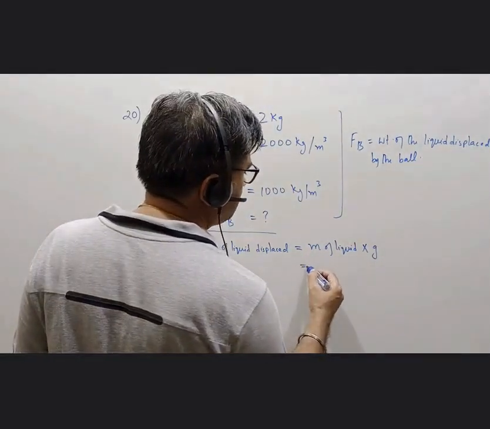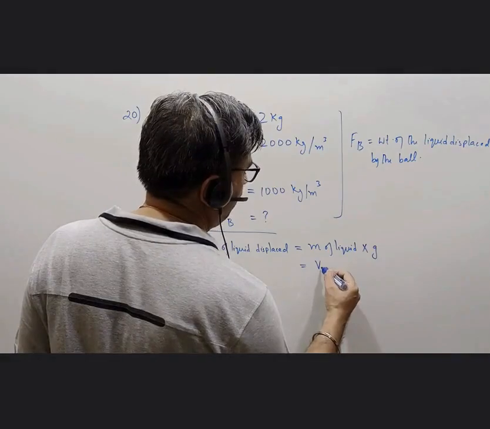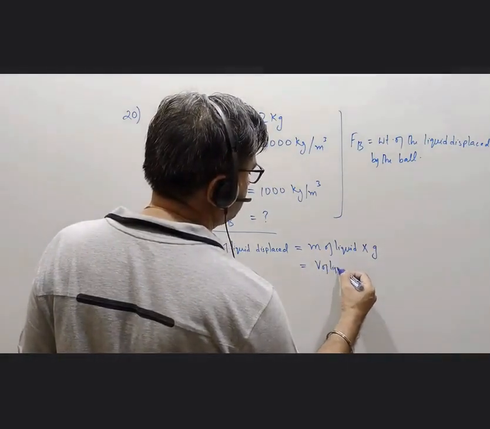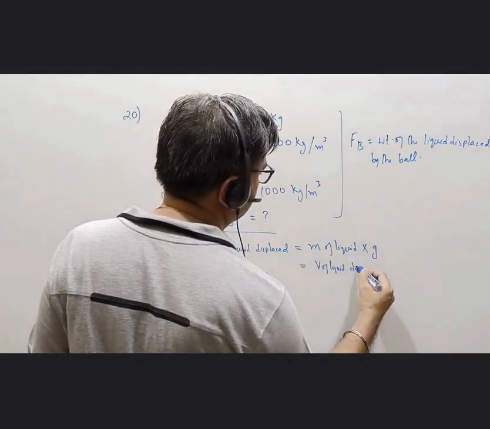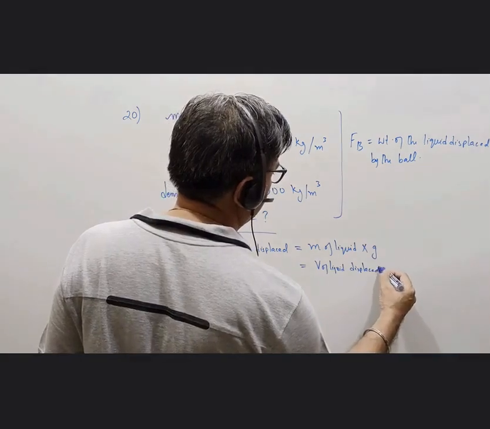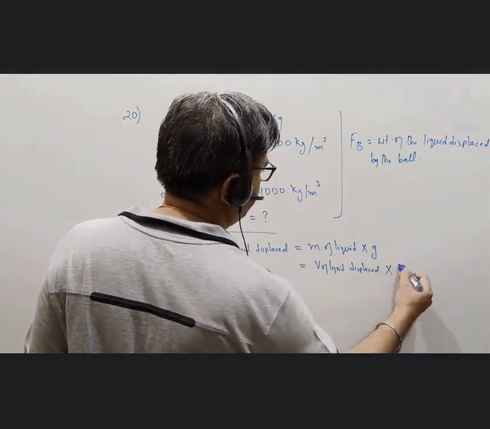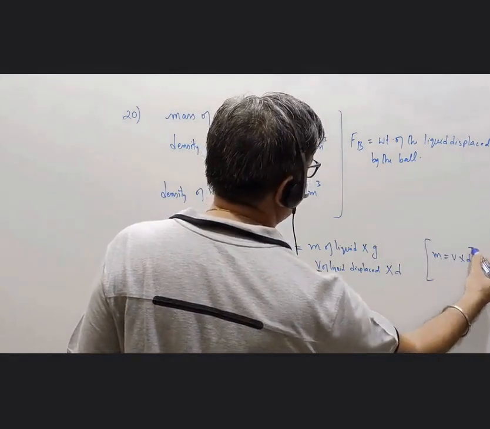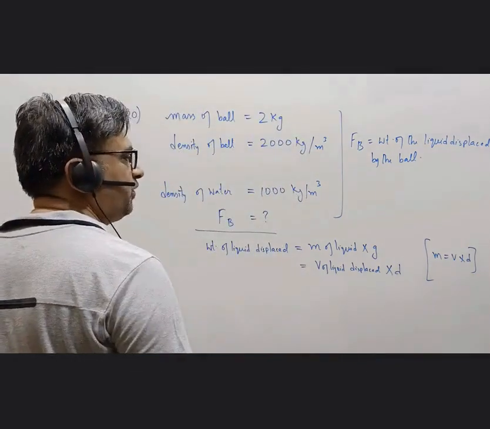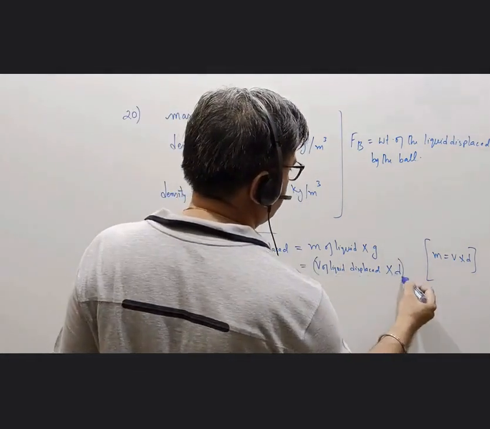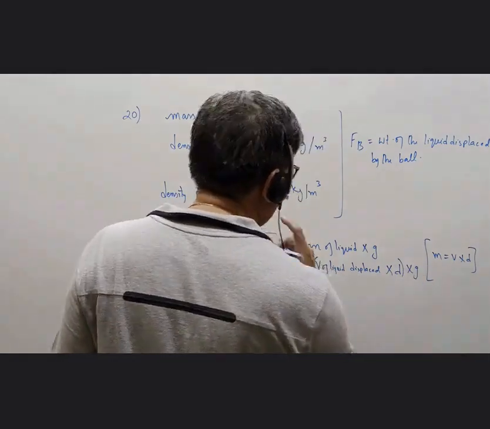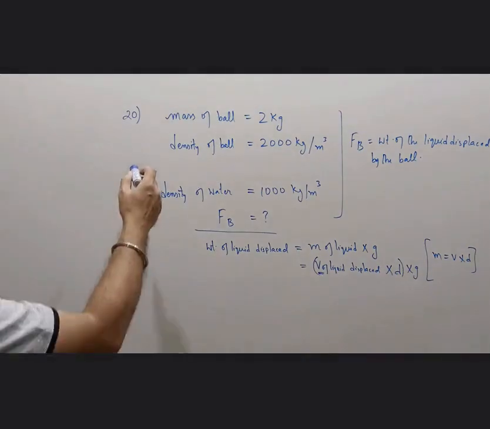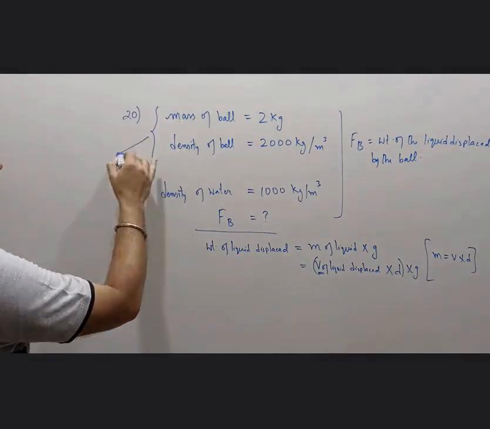Now we know that mass of the liquid is equal to volume of the liquid displaced times density, because mass is equal to volume into density. We know this already. So volume of the liquid displaced into density into G. Now how much is the volume of the liquid displaced? We don't know, but we can find out from this given information.